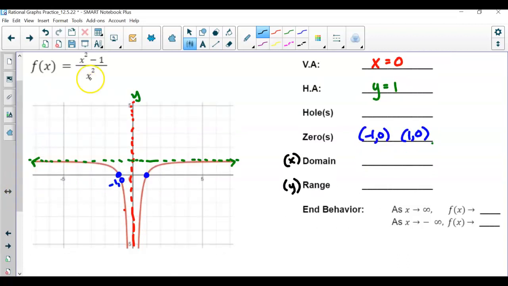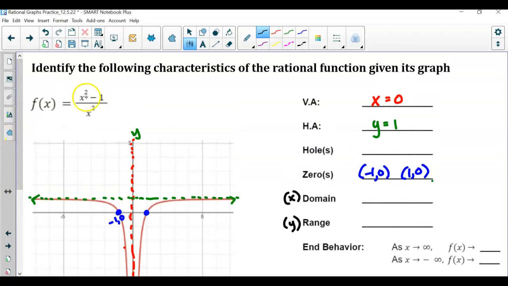So notice how here in our numerator, I have a difference of two perfect squares. I can factor that because it's x squared minus 1, which factors into (x plus 1) times (x minus 1). The square root of 1 is 1. Over, well, I can't really factor x squared, so I'm going to leave it x squared. Notice, do we have any common factors in the numerator or denominator? No, there's nothing that can be canceled out, which means there is no hole.